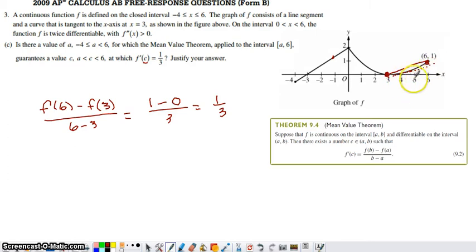Now, we don't know exactly what that c value is. It seems like it would be somewhere in between 4 and 5. But if we knew what function graphed this piece of the curve, we could then determine what that value was. But yes, there exists a value, because when we apply the formula for the average rate of change, or the slope of the secant line, to the interval 3 to 6, we get a slope of 1/3, and the function's continuous and differentiable on that interval.